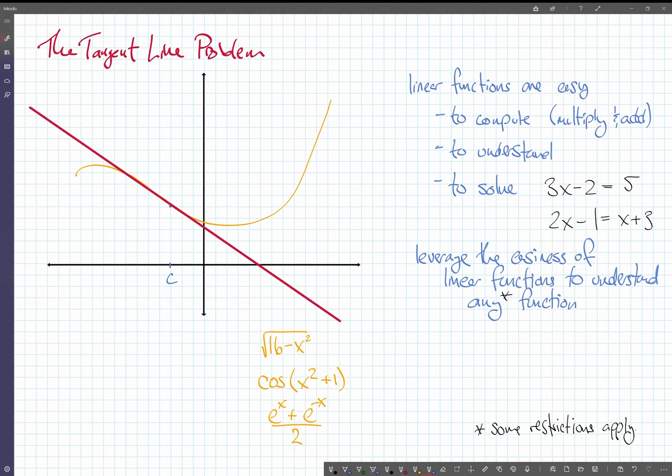Here, I've displayed the tangent line to this graph at x equals c. That's going to be a line that passes through the point (c, f(c)) and just touches the graph. Okay, but how do we do that? In fact, what does that even mean?